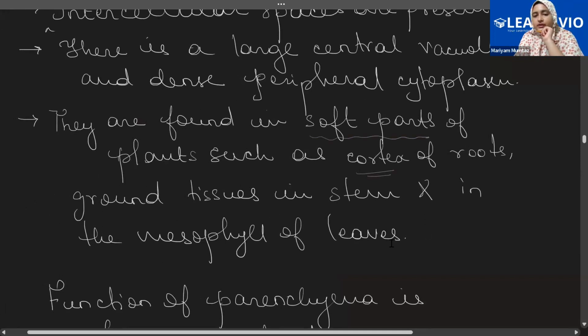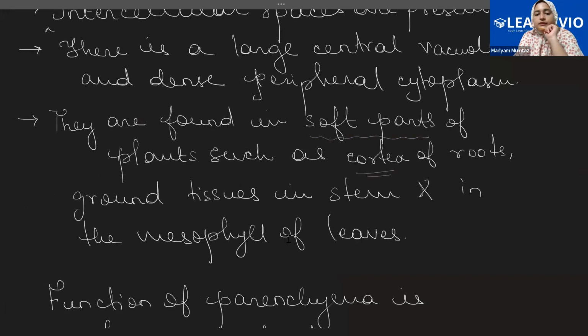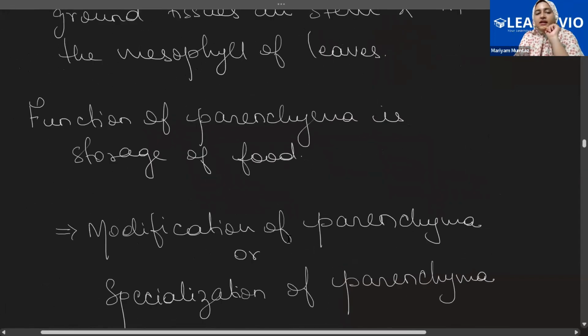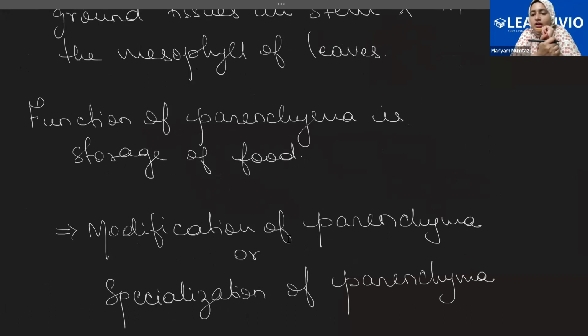Moving forward, talking about the function of parenchyma. The most important function of parenchyma, since they are not dividing, so they can't do anything of that sort, but they can do a very important process, and that is storage of food. No matter where in the plant you see it, parenchyma is responsible for the storage of food. It stores the food. Clear? This is the main function.